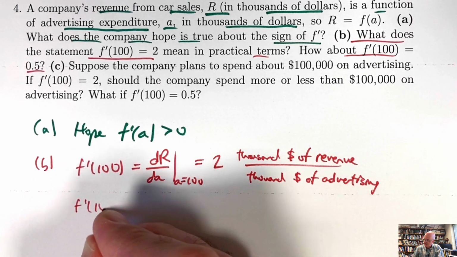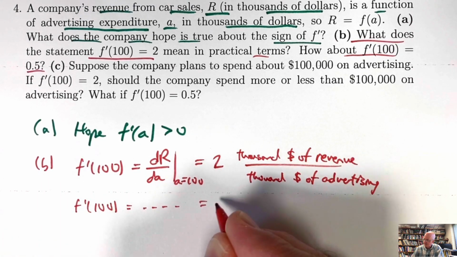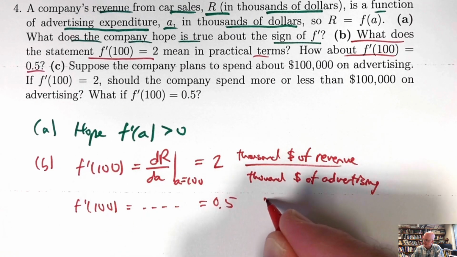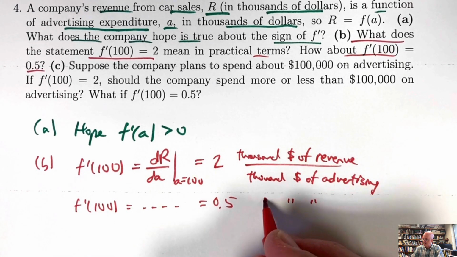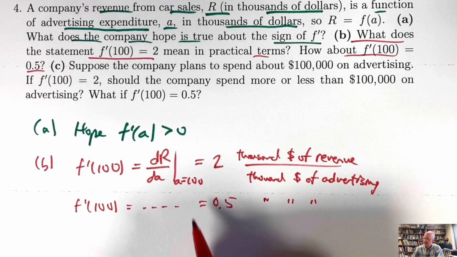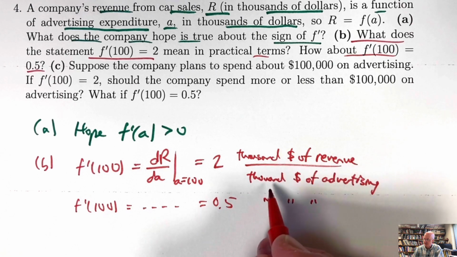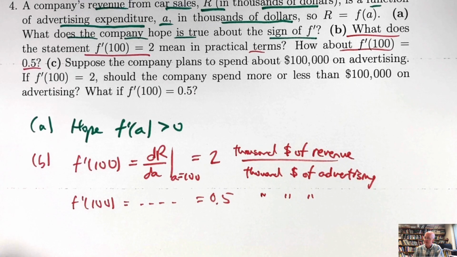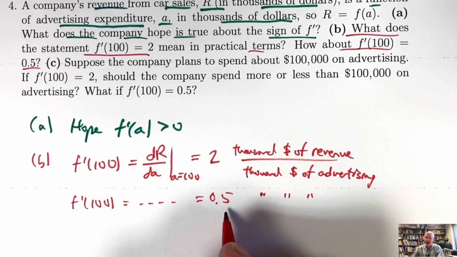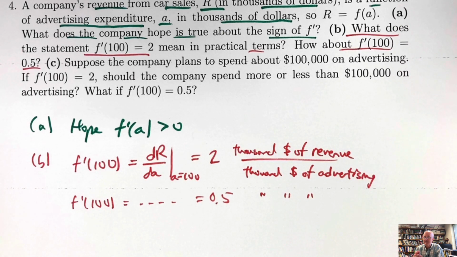If f prime of 100 equals 0.5, the units are the same, and the big idea of the interpretation is the same. It's just the value that's different. So here we're saying if you're currently spending $100,000 on advertising, the rate of change is $0.5 thousand of revenue per $1,000 of advertising. So if the advertising budget goes up by $1,000, delta A is 1, from 100 to 101, we could expect the revenue to go up by about $0.5 thousand. Less increase of revenue compared to the increase of advertising.